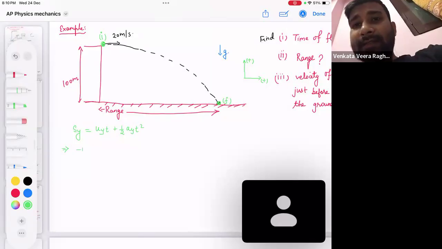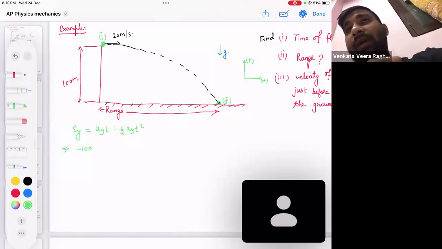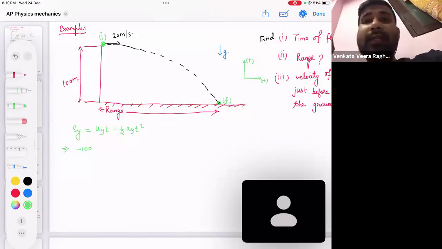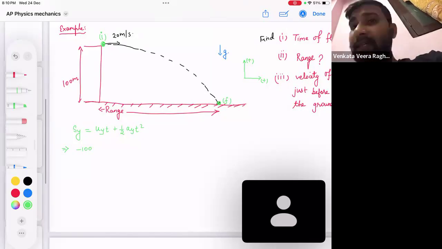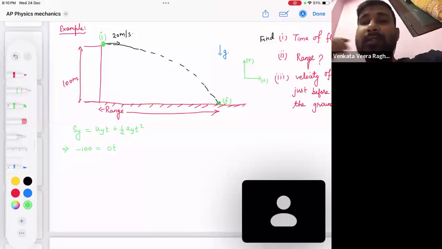Is the displacement in y direction -100? Because from a starting point, the particle has come down. Y direction means vertical direction. So in the vertical direction, how much displacement happened? In the vertical direction, we have a displacement of 100, but it is downward. So that's why -100.